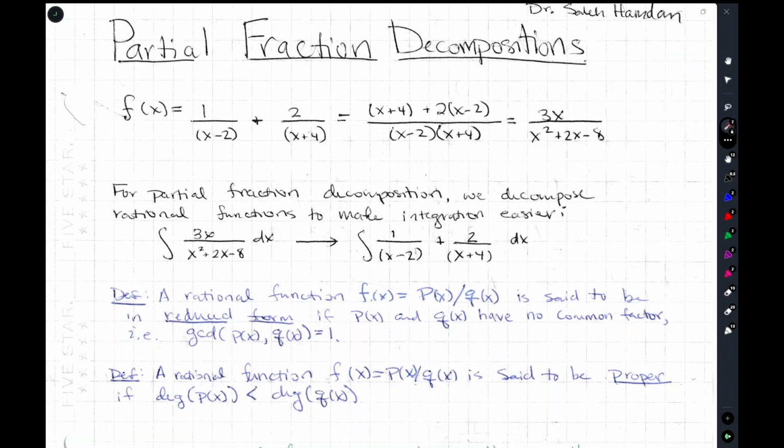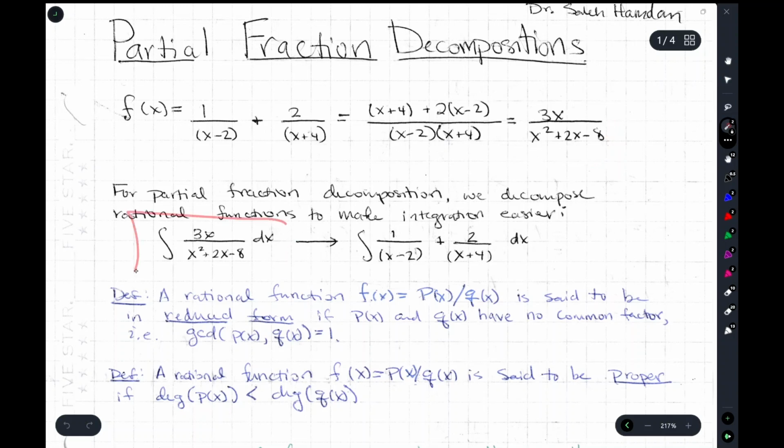So let's talk about a method that could make integration much easier called partial fraction decompositions. Now take a look at this expression here. It's the sum of two rational functions. In the numerator you just have a simple constant, and in the denominator you have polynomials of degree 1. If you add these two terms together by getting a common denominator, you end up with this polynomial.